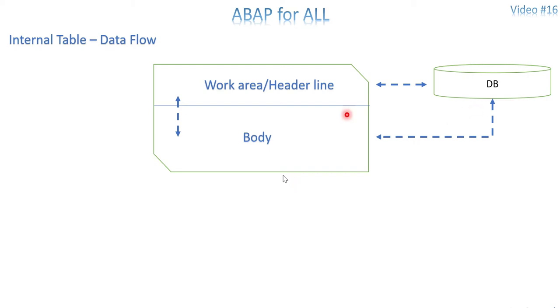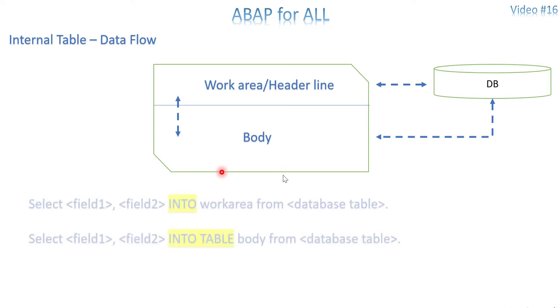So the preferable method is to move the information from the database to the body directly. Please skip this option, database to work area to body. That is not advisable. Performance-wise also that is not good. So the code for the first option, database to work area, is a two-way communication. We'll see a little later how to pass the information back to the database. Okay, so first part, select field 1 comma field 2.